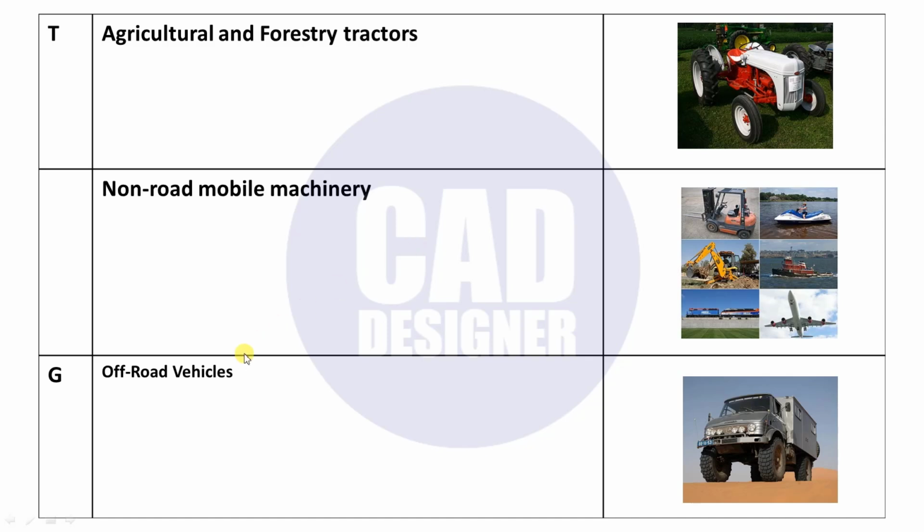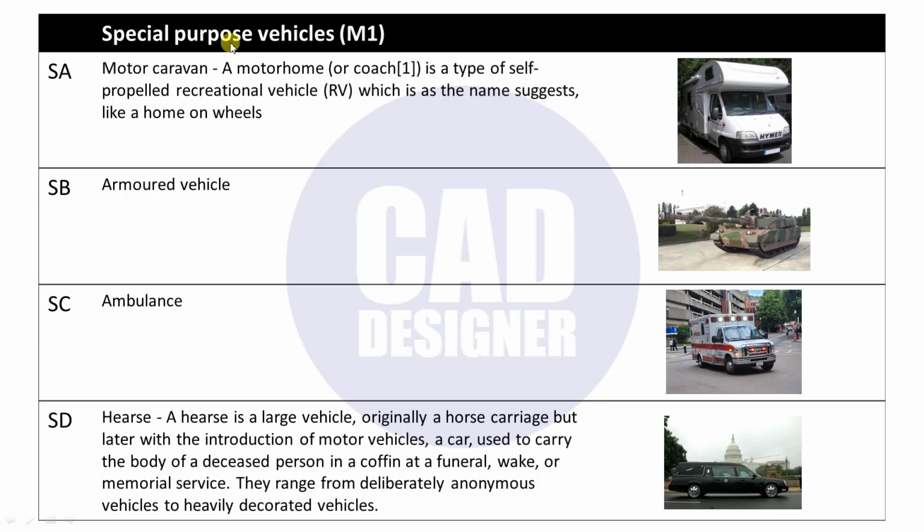Then G, off-road vehicle. See this image, we know that in Dubai, in the desert, some vehicles are driven. So this type of vehicle is used off-road. They come under the G category. Next is special purpose vehicle, M1. M1 means, as we know, four wheels, and this M category is used to carry passengers.